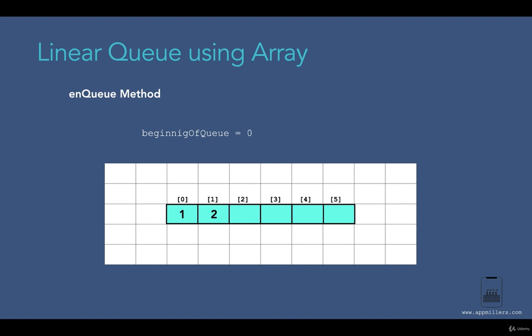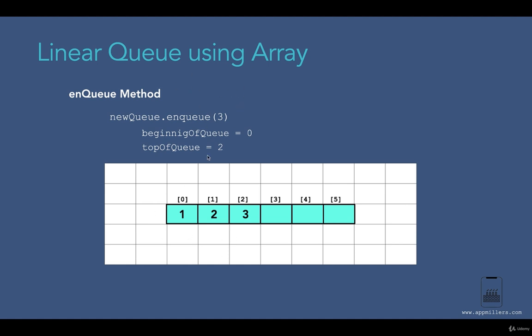Now if I enqueue one more element over here, for example 3, it's going to insert it to the next cell, which is cell 3 with the index of 2, and the top of queue will be 2, because in this case the last element is located at the index of 2, so we are setting top of queue to 2 over here. Now this is how enqueue method works in case of linear queue over here.